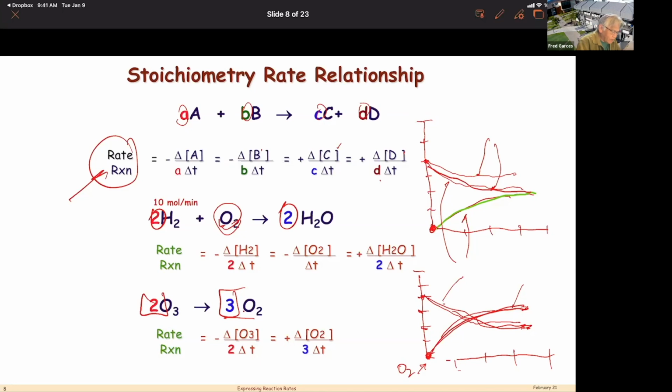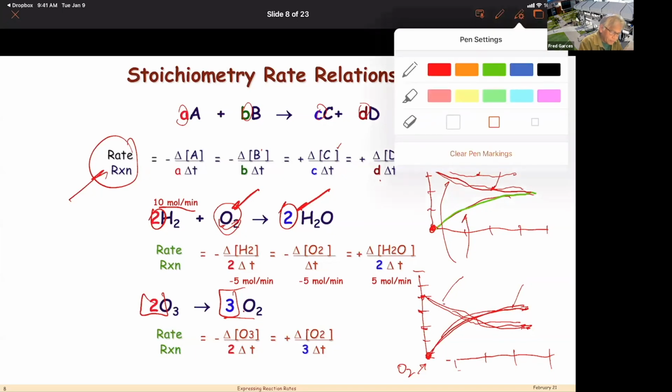Okay, so if the rate of this was 10 moles per minute, then this would be 5 moles per minute, and this would be 10 molarity per minute, because it's the same. Okay, so again, when you put it in this form, let me clear this.